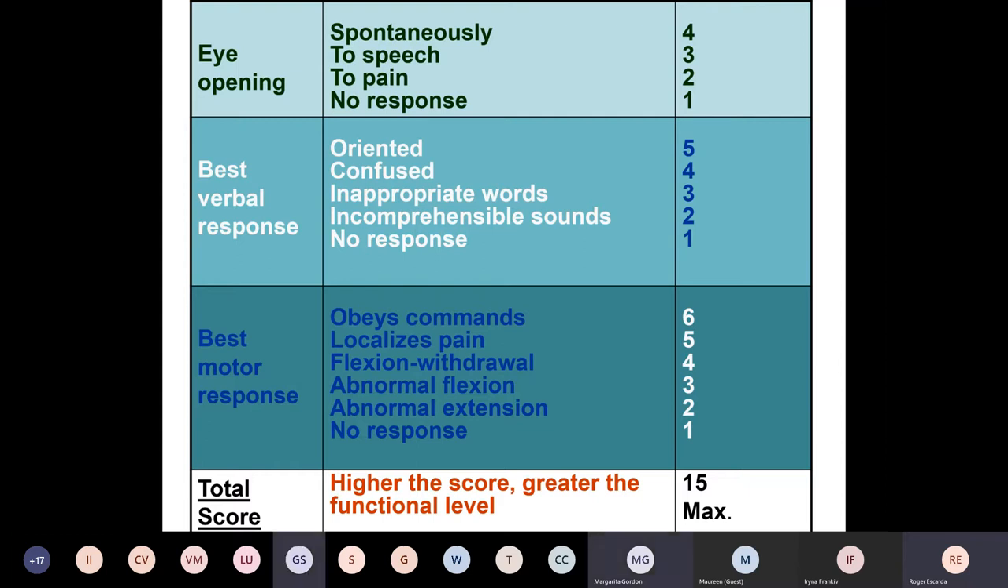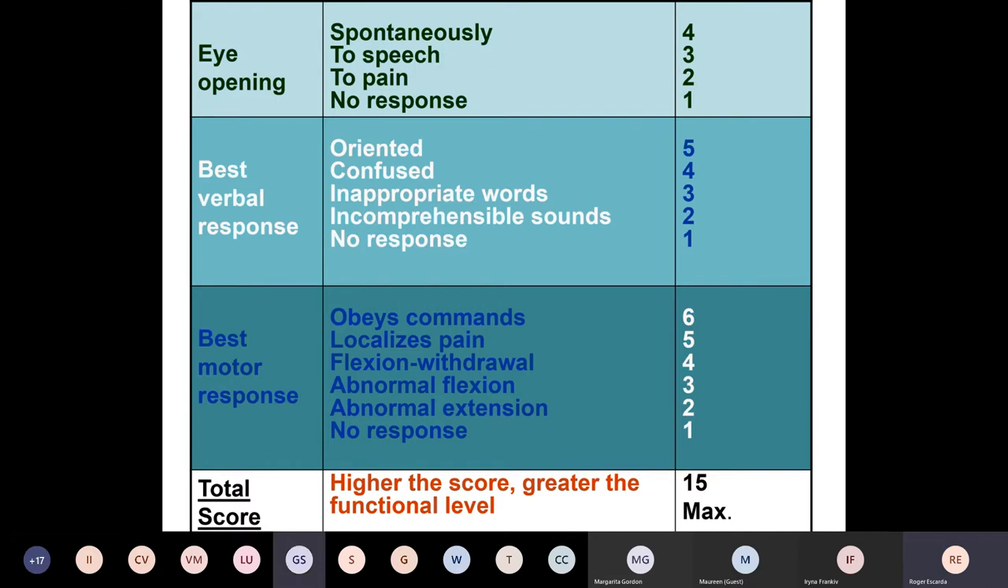The motor response. Now, if you remember in stroke, there was hemiparesis or hemiplegia. If one side is weak or paralyzed, you still score the best response. So if there's only one side that has function, then you score that side, right?